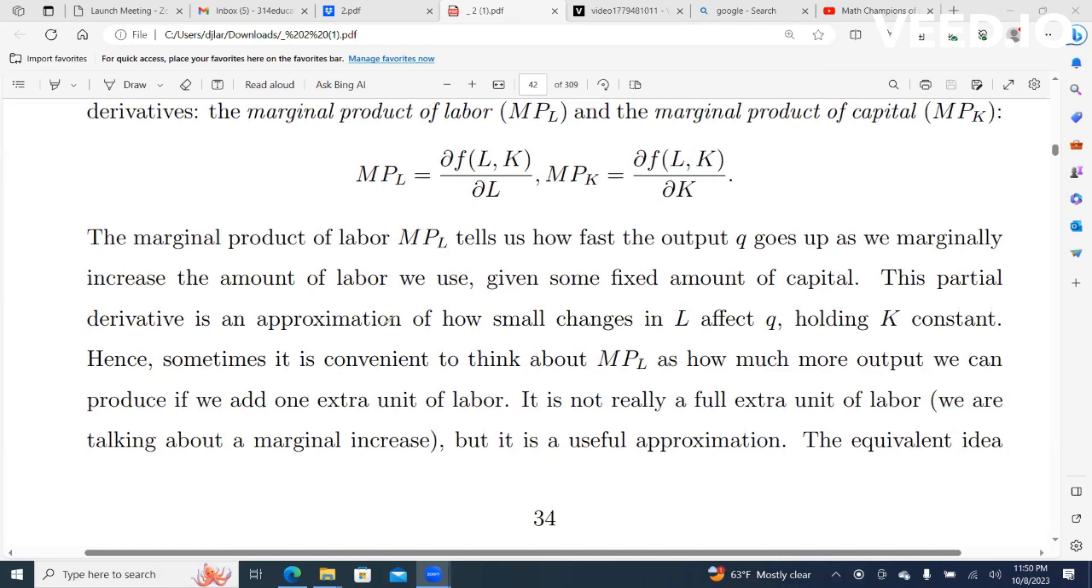Hence sometimes it is convenient to think about MPL, the marginal product of labor, as how much more output we can produce if we add 1 extra unit of labor. It is not really a full extra unit of labor. We're talking about a marginal increase, but it is a useful approximation. You add one more X, and it's the increase in Y.